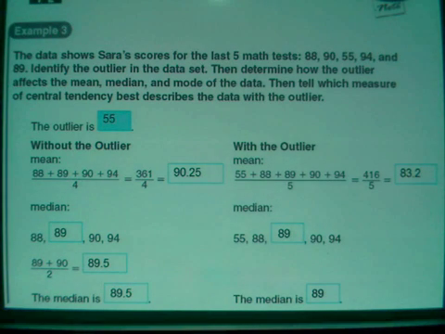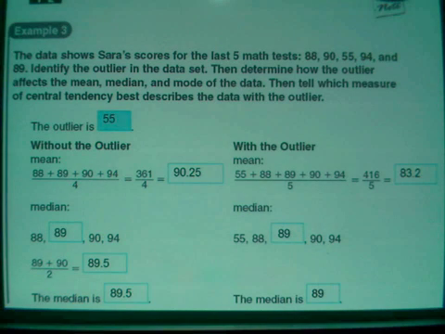So an outlier is simply the number, or maybe more than one number, that doesn't match up with the rest of the set. As you can see, if we're talking about test scores, Sarah's got a lot of A's and B's, but then all of a sudden she gets an F. That F is not what she normally does, so that's the outlier in this set. The 55 is a number that just doesn't match up with what she normally does.